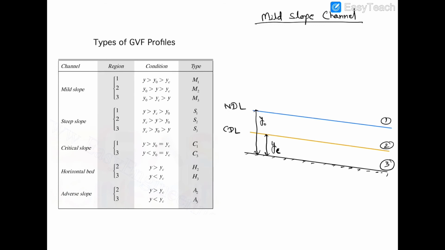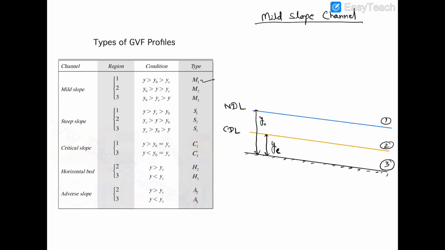First of all, we talk about region number 1. In region number 1, the depth of flow will be greater than Y0 and Y0 is greater than YC. And the corresponding profile in region number 1 is designated as M1. What will be the shape of M1?